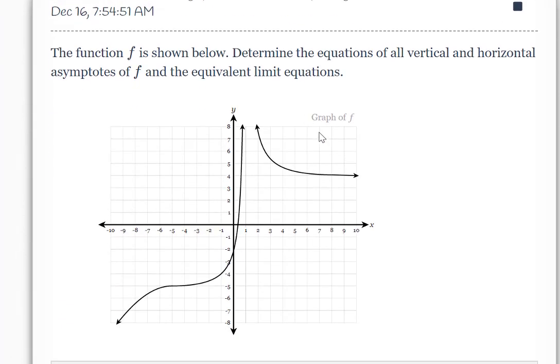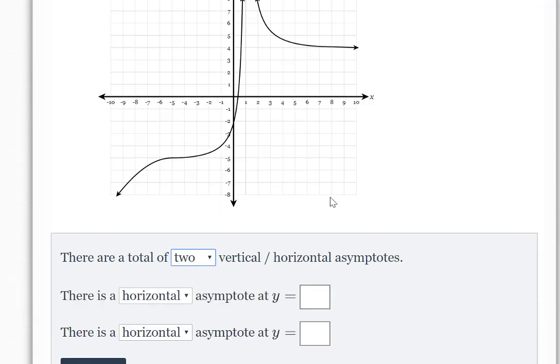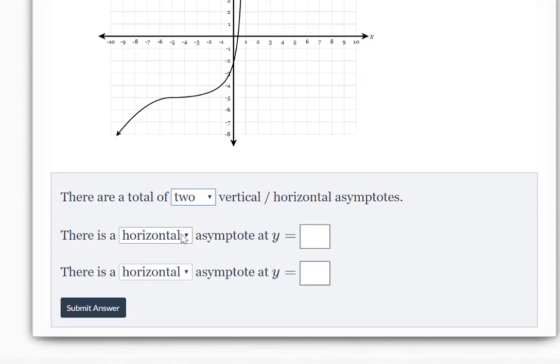If I look at this problem, a new function f, the directions are otherwise the same. I see a horizontal asymptote here at y equals 4, and I see a vertical asymptote that seems to be happening here at x equals 1. So that would be 2. This is going off at an angle, so I don't seem to have any more asymptotes here. 2 vertical and horizontal asymptotes.